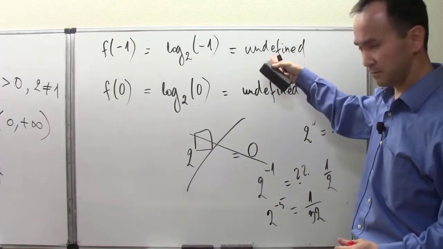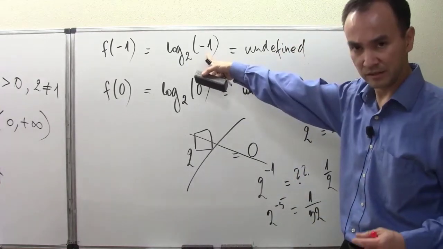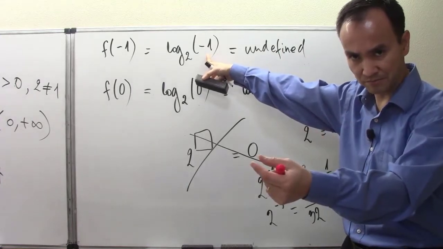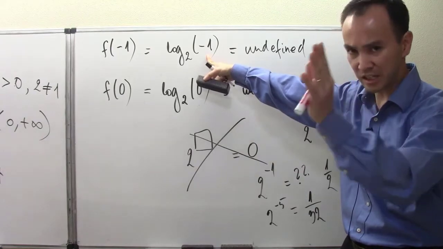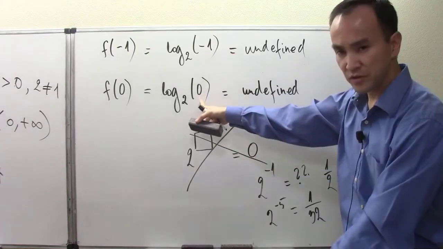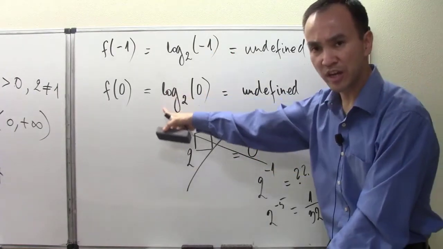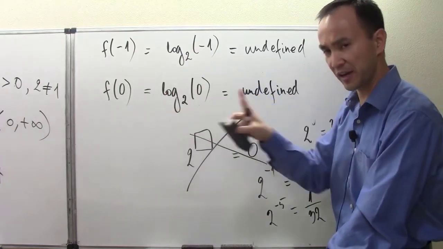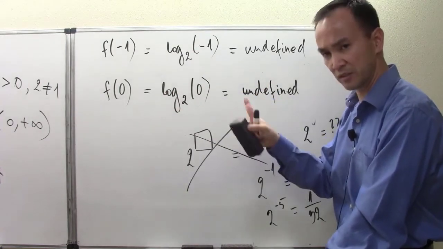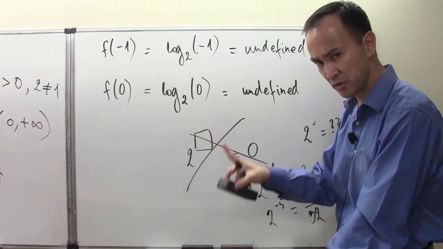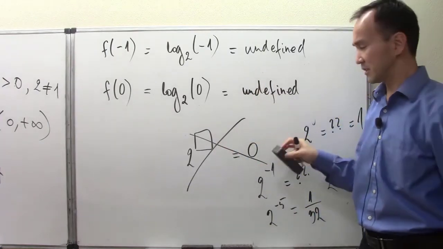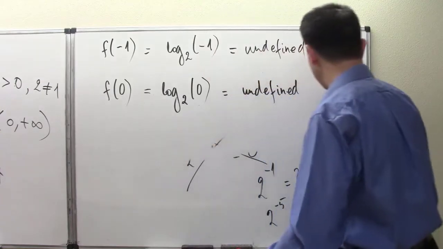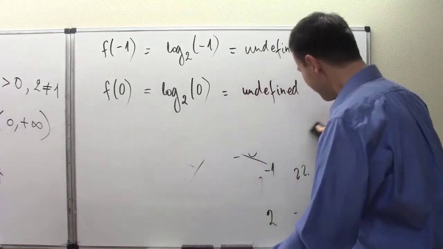The output is undefined when the input is a negative number. I used -1 here, but I generalized that any negative input is not going to work. 0 as the input also gives me an undefined output. For this function, f of x equals, the rule says, log base 2 of x. These are a few cases of the critical things that we should avoid.